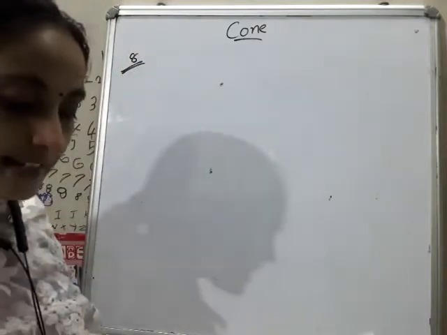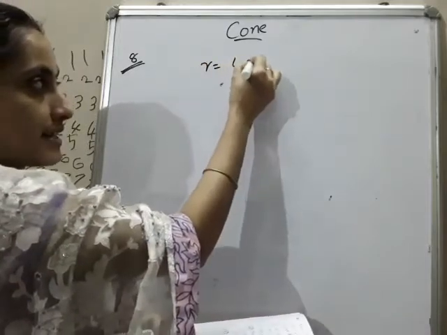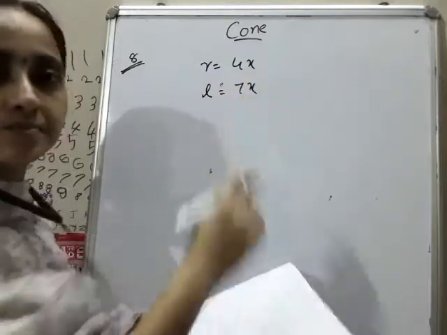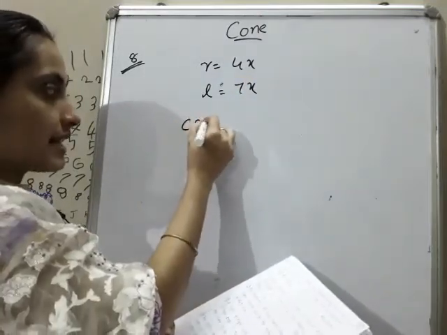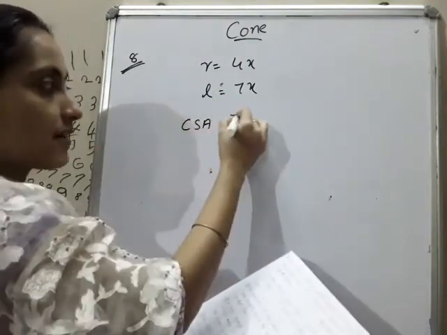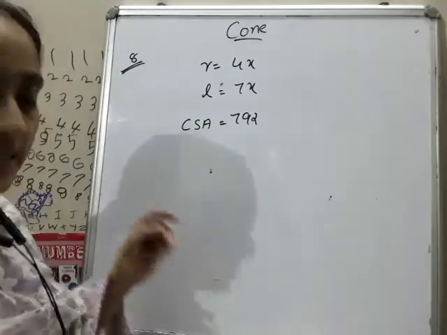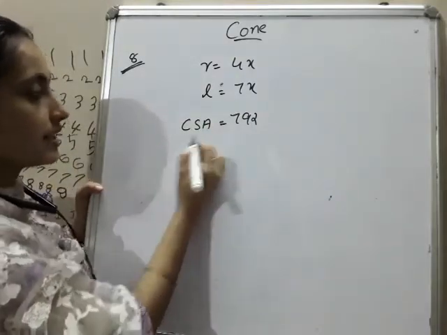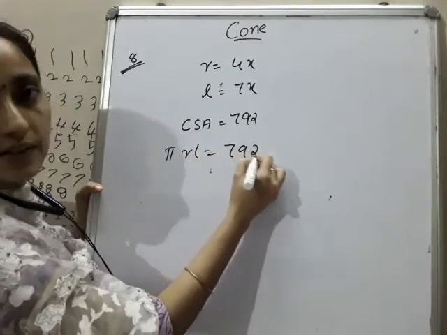The 8th question: the radius and slant height of the cone are in the ratio. So radius is 4x. Okay. Slant height is equal to what? 7x. Okay. If the CSA of the cone, curved surface area, is given as 792 centimeter square, find its radius and total surface area. Okay. So CSA of the cone is what? Pi RL.